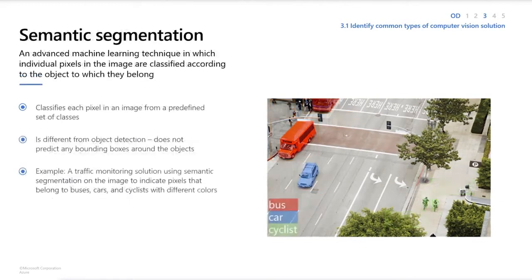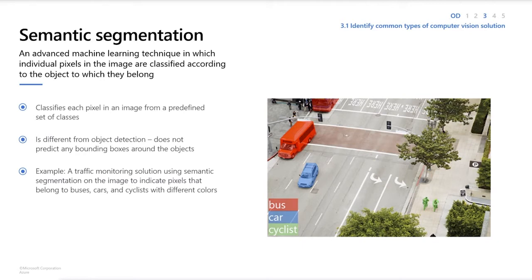So let's go ahead and look at semantic segmentation. This is an advanced machine learning technique where individual pixels in the image are being classified according to the object to which they belong. It's classifying those pixels in an image, and it has a predefined set of classes.